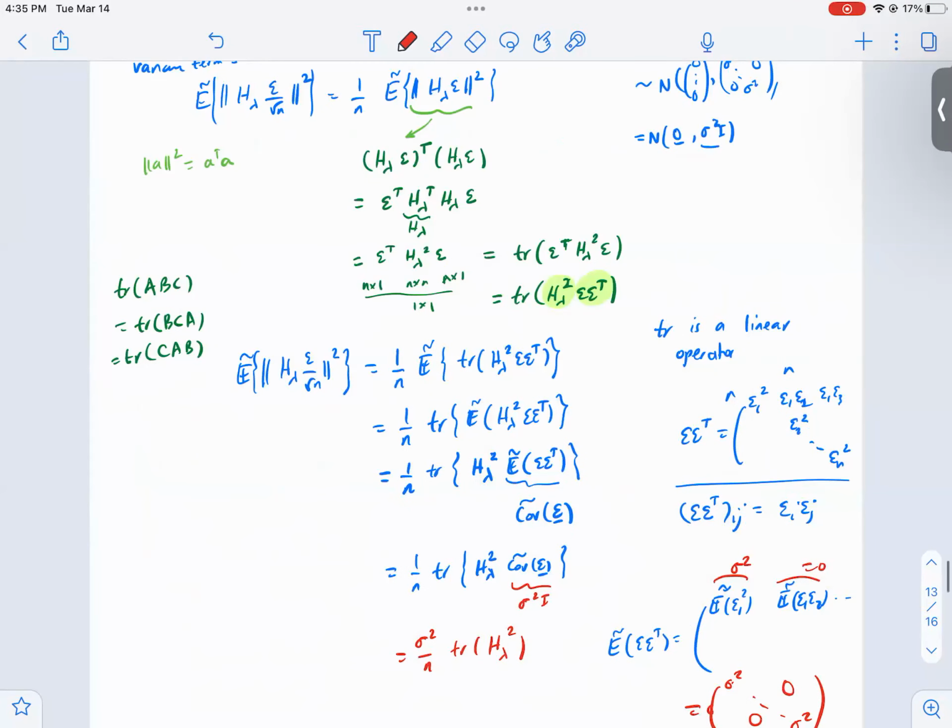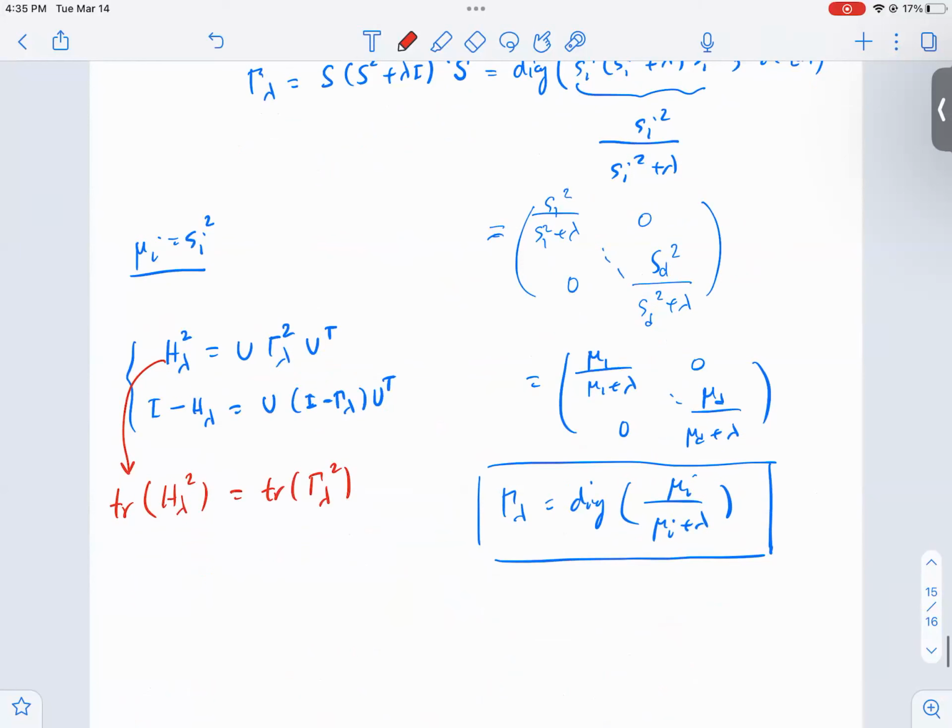It's a good exercise for you to use that. And so the trace of a diagonal matrix is just the sum of the diagonal elements. So this is just going to be the summation from 1 up to n of these diagonal entries, mu I plus lambda squared. So you can see how simplified that variance term becomes. Okay, so a little bit fast, but some of it you would show in your homework problems.